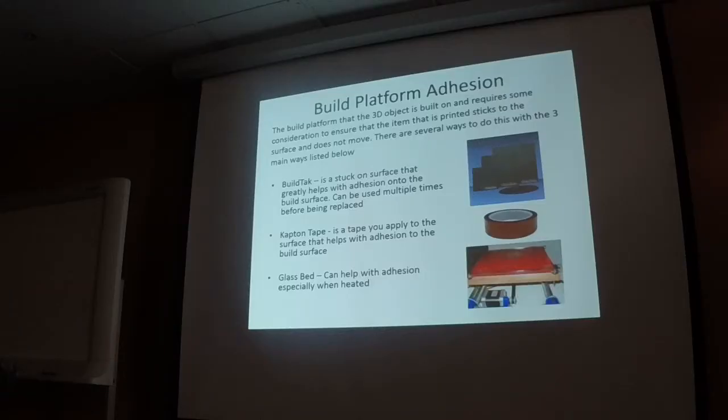And then people can modify the printer to put on a glass bed. Glass is supposed to be very good when it's heated. But again, you may have to apply what they call a slurry to the glass bed to help things stick. So I find capped-on tape and build tack, I think they're the best things to start with when you're talking about getting good adhesion.